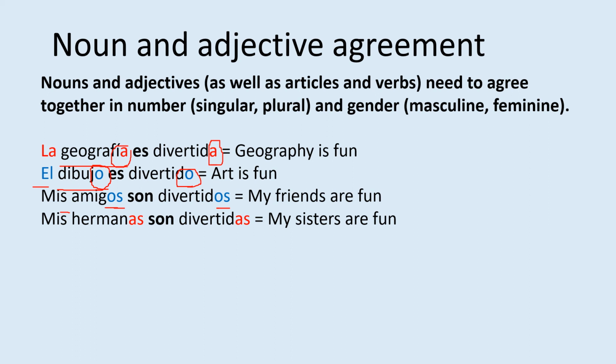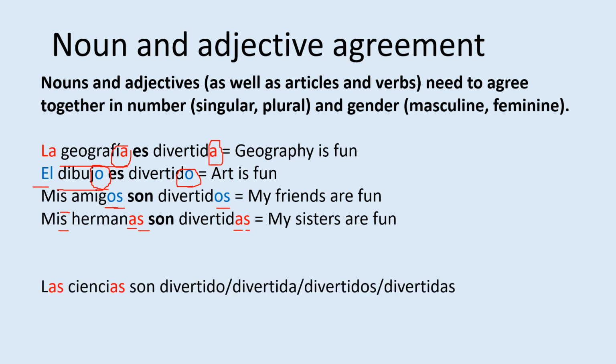Another example, mis hermanas son divertidas. So here the noun hermanas is feminine because the A at the end, and also the S. It's plural, and so it is mis with the S at the end. So when I'm choosing divertidas, I'm being careful that divertidas is feminine and plural as well, like hermanas. And mis hermanas son divertidas means my sisters are fun.